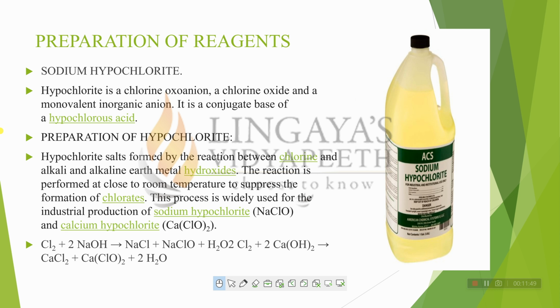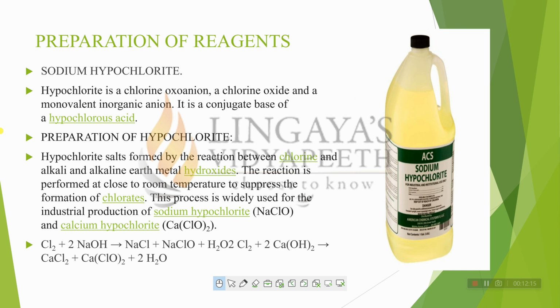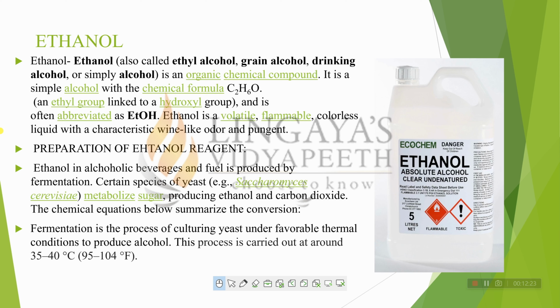How is it prepared? The hypochlorite salts are formed by the reaction between chlorine and alkali and alkaline earth metal hydroxides. We have to mix it at room temperature so that chlorates are not formed in this process. The sodium hypochlorite and calcium hypochlorite are mixed together, and thereby we will be getting the sodium hypochlorite. Sodium hypochlorite is prepared in different concentrations such as 1%, 3% and 4%.